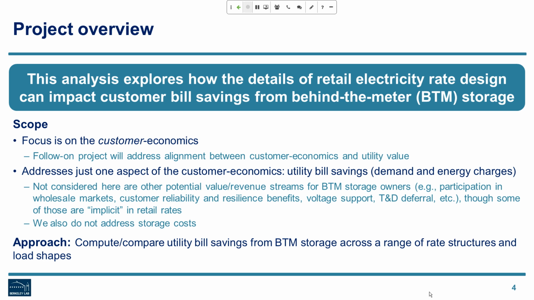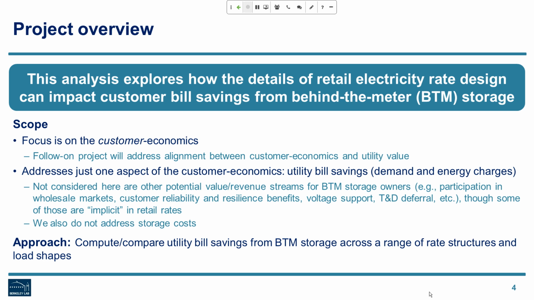Also, we focus on the utility bill savings from the demand charge and the energy charge portion of the bill. We don't look at potential value streams for behind-the-meter storage owners, such as participation in wholesale markets, customer reliability and resilience benefits, voltage support, utility investment deferral, et cetera, though some of those may be lumped into the retail rates. We also don't address storage costs. We're really just looking at the bill savings portion of the equation to see how those various elements of rate design contribute to those bill savings.